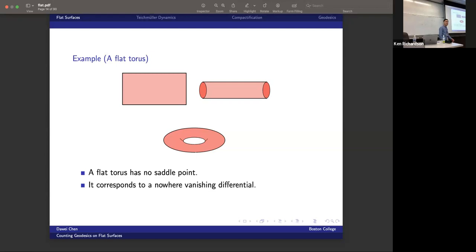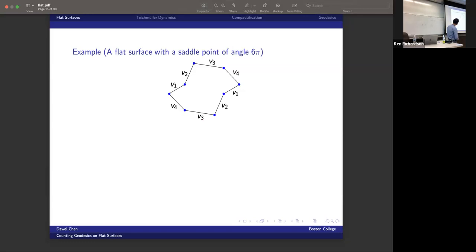A torus is a Riemann surface of genus one. And if you go to higher genus, things are going to be different. So here's an example of a flat surface with a saddle point, okay? So let's go over the construction. It's an octagon with 8 edges.